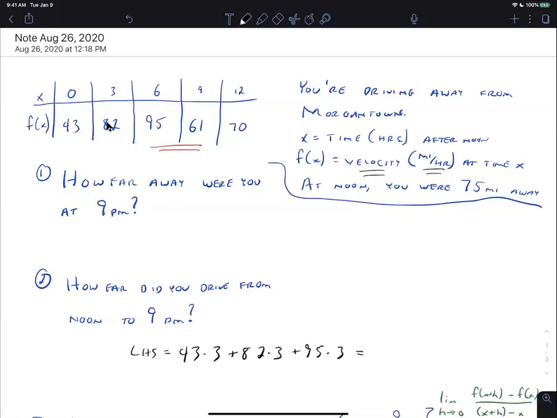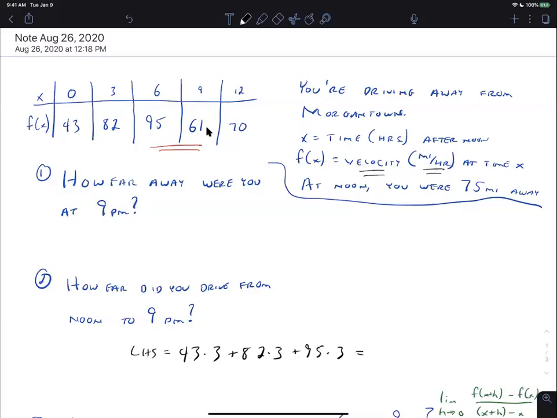So like from noon to 3, you assume your cruise control at 43. From 3 to 6, assume your cruise control at 82. And from 6 to 9, assume your cruise control at 95. You don't use 61 because that'd be from 9 to midnight. Does that make sense? Right-hand sum would be a little different, and those details are something that hopefully you learned in Calc 1.